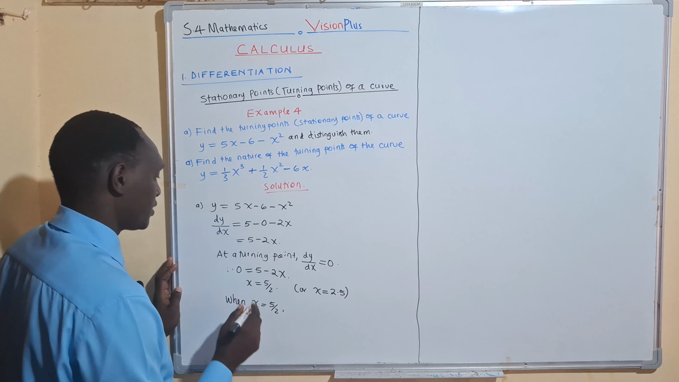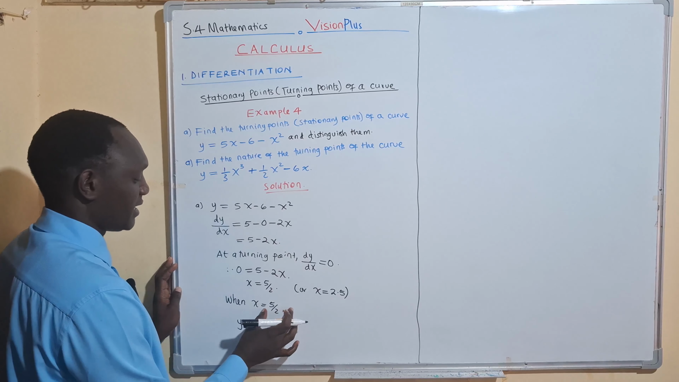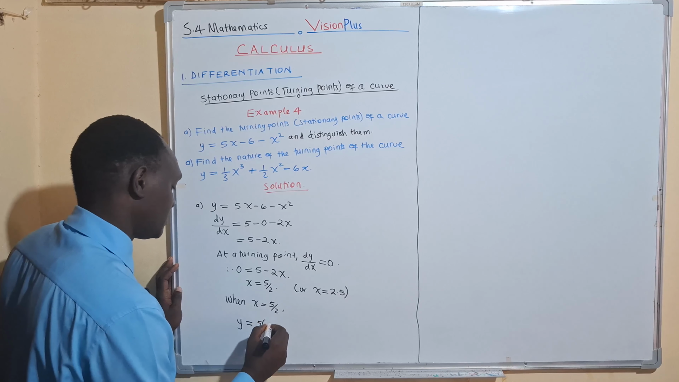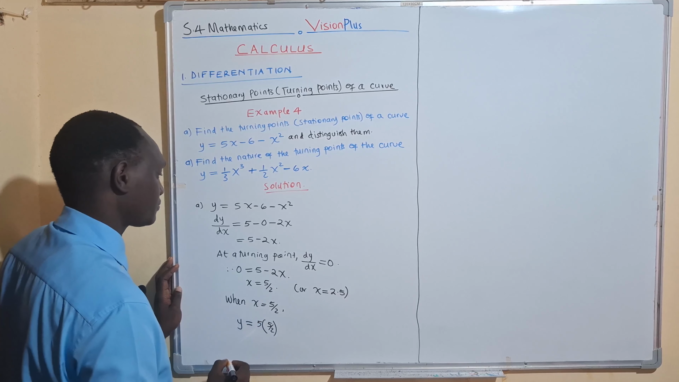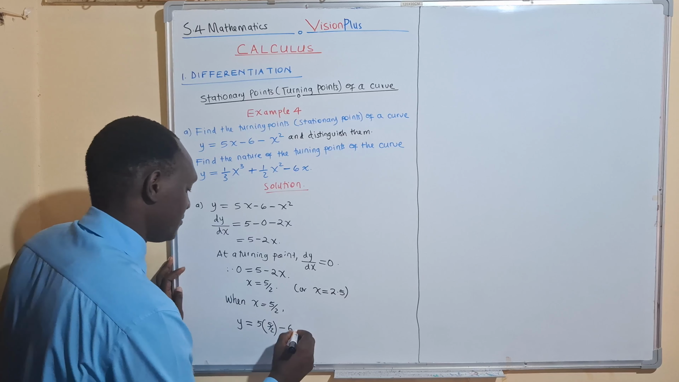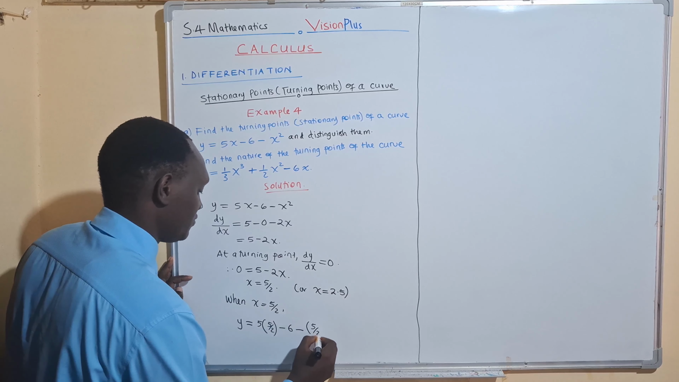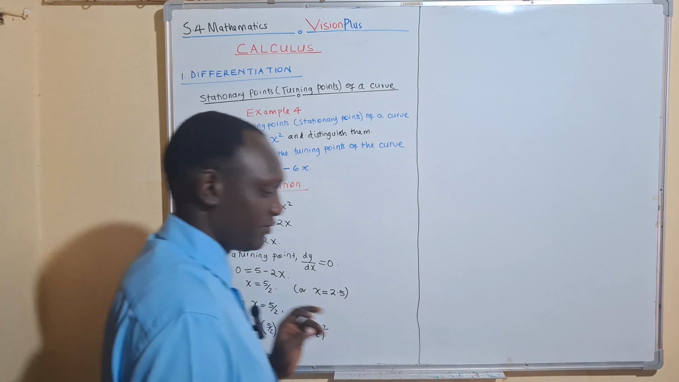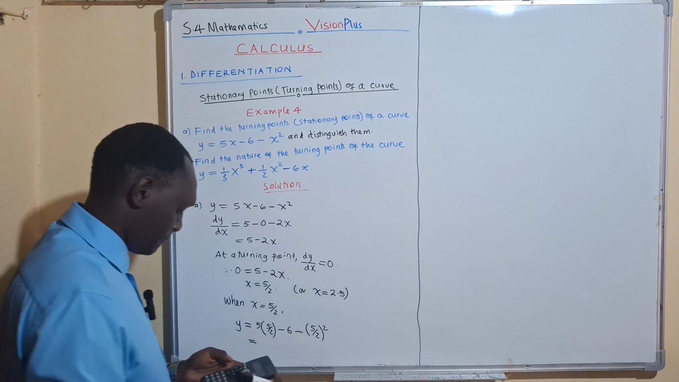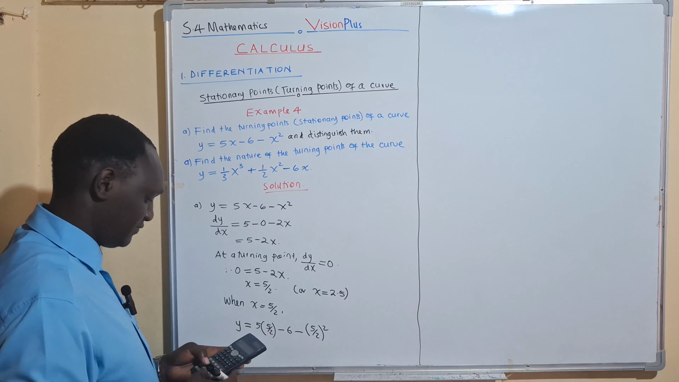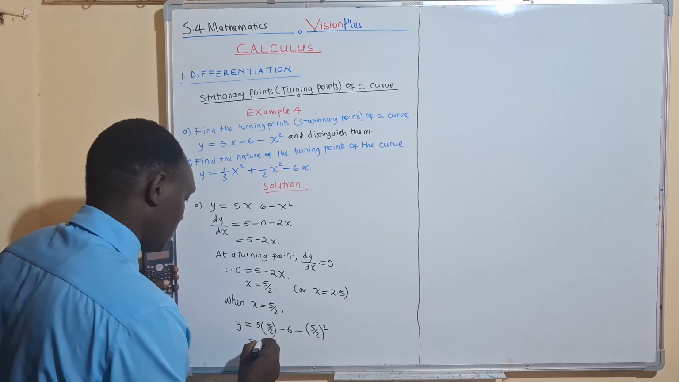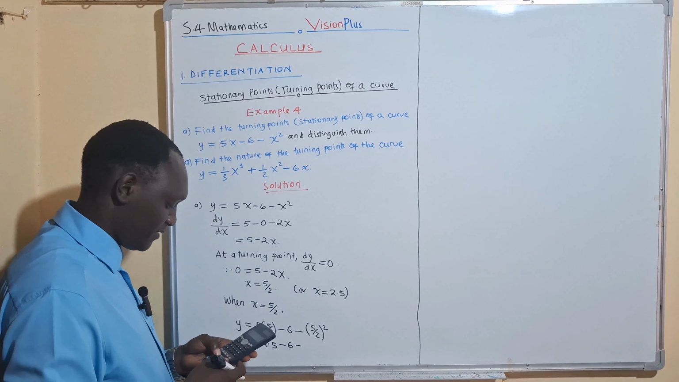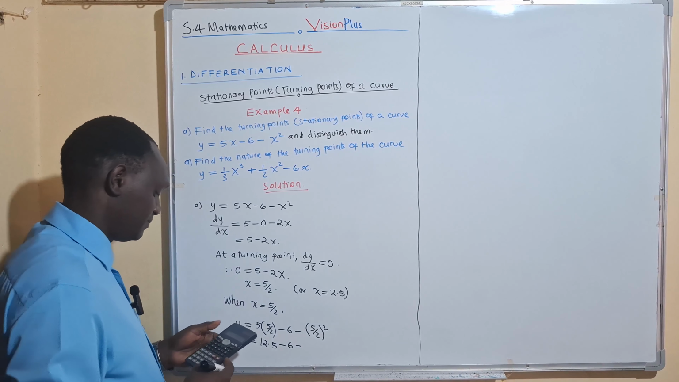So y becomes, wherever you see x here, we have obtained x as 5 out of 2. So we substitute for x as 5 out of 2. So here we shall have 5x. What is x? x is 5 out of 2. Minus 6 minus x, where x is 5 out of 2, but the second case says squared. Now we need to simplify this. You press the calculator. 5 divided by 2 times 5 is 12.5. Here we have 12.5 minus 6 minus 5 divided by 2 squared, which is 25 out of 4.